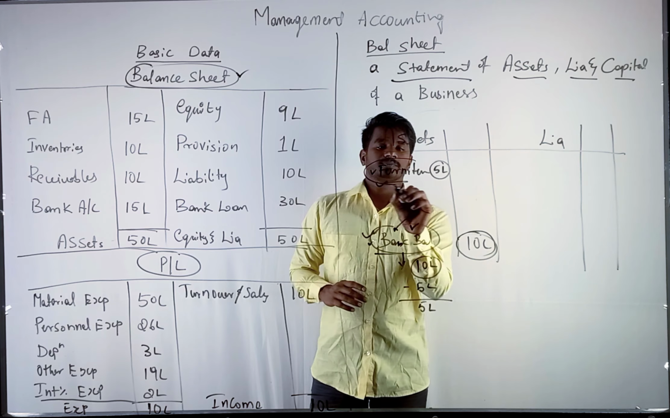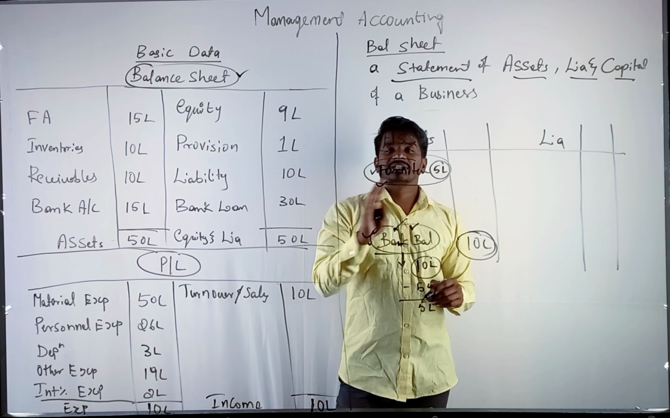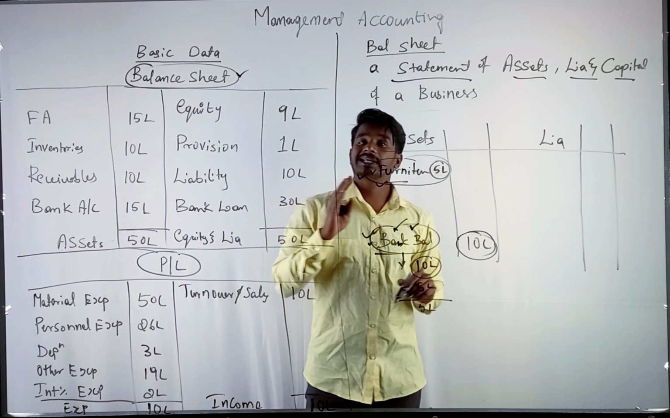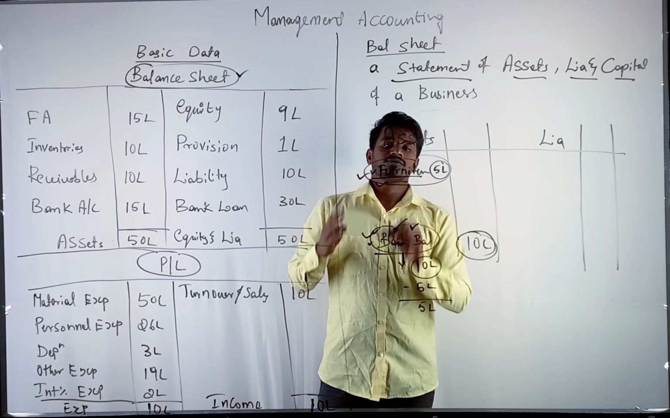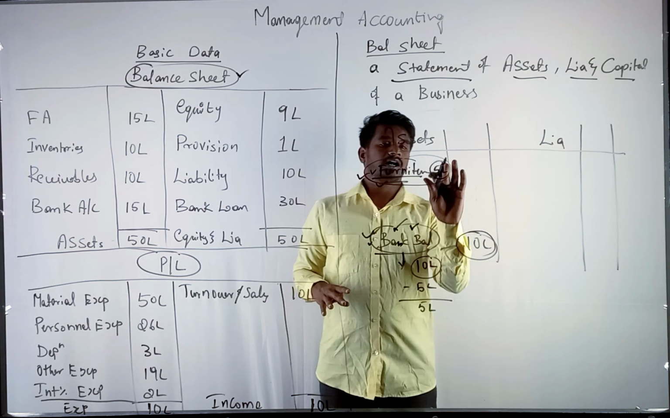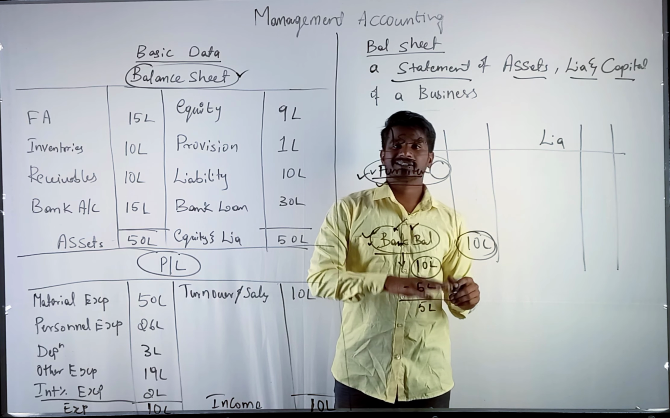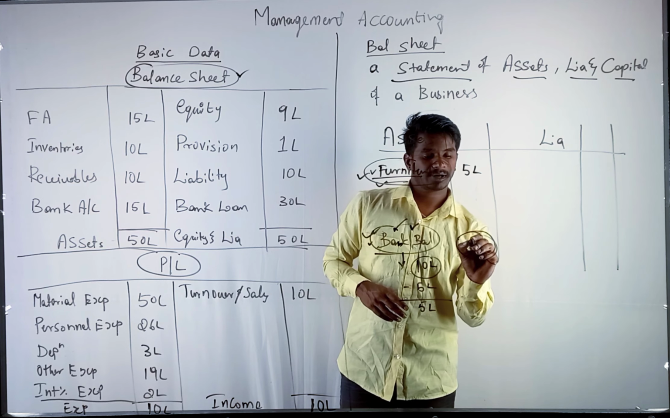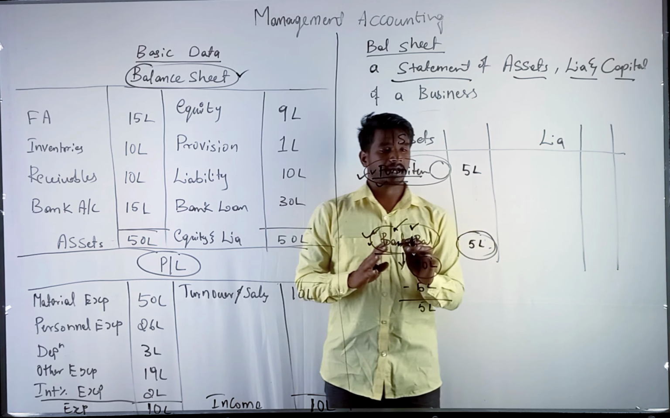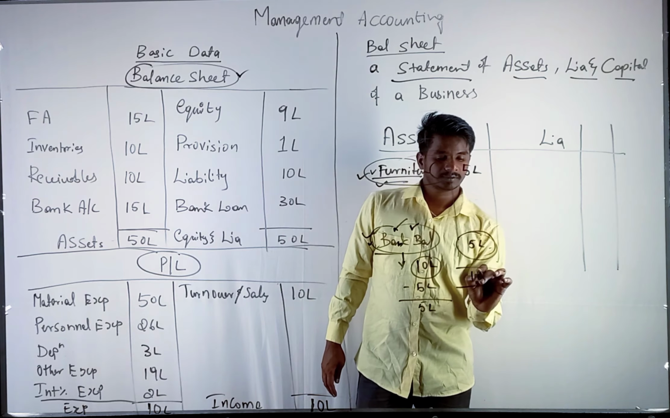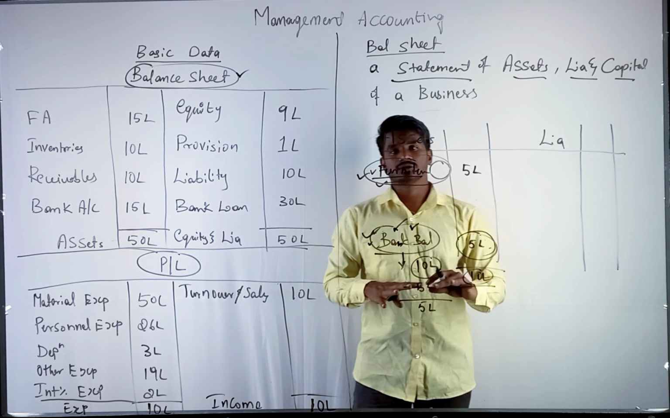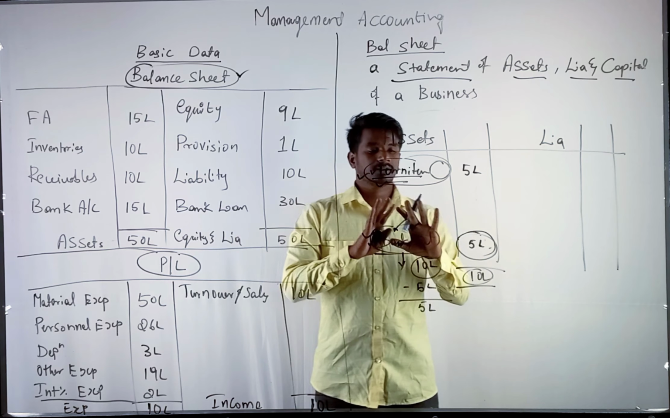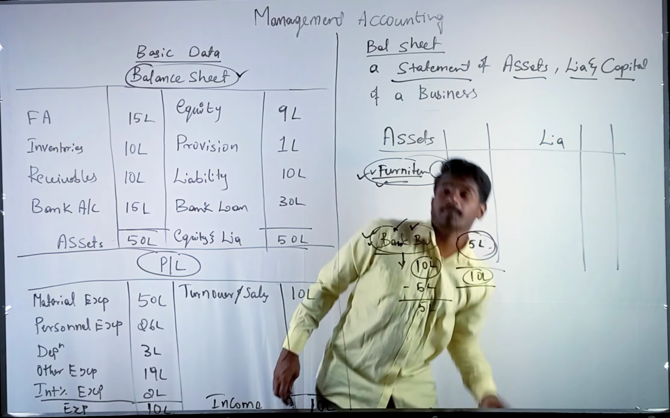And now you have purchased furniture. It is also asset. We should show it in the asset. Fine. Furniture we have written, and whatever we have purchased for 5 lakh, we will show it here. Now the bank balance will be 5 lakh. So obviously earlier the total was 10 lakh, now also it is 10 lakh. Did you understand this?